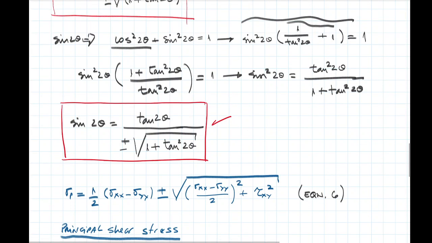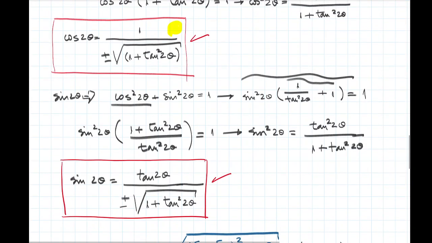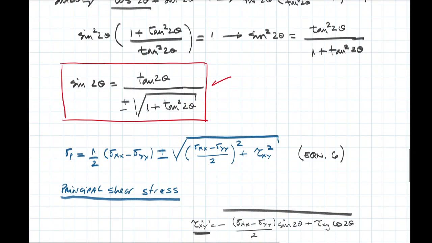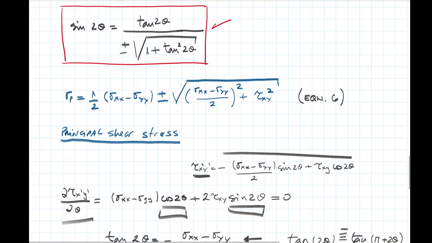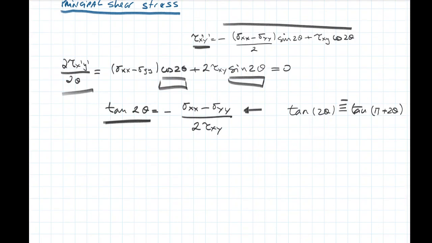So for example, for the normal stress, we said that sine of 2 theta could be defined as a function of the tangent of 2 theta in this way. And the cosine of 2 theta could be defined in terms of the tangent of 2 theta in this way. Of course, the values for the cosine of 2 theta and sine of 2 theta in the shear stress case are not going to be the same, so we have to calculate them again, but I won't do it. I will leave it to you to exercise this part.